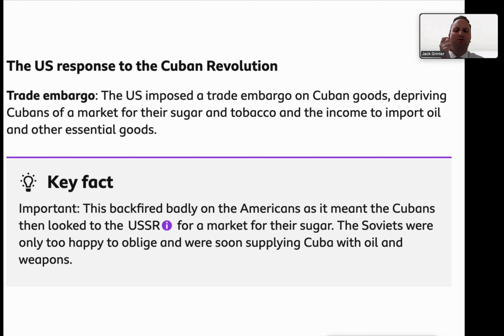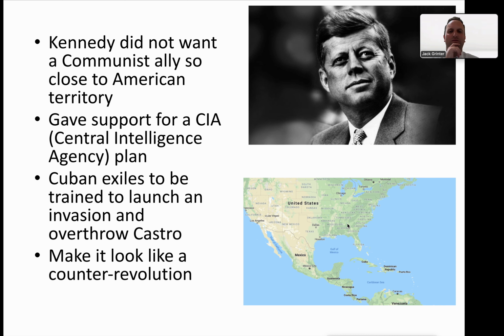The United States were trying to punish the Cubans economically using their financial might. But, as it says here, the Soviets were happy to take over that trade relationship the United States had before. Okay, so that's the immediate impact of the Cuban Revolution. For the US president, John F. Kennedy, he doesn't want a communist ally so close to American territory. Okay, remember, it's 90 miles away.